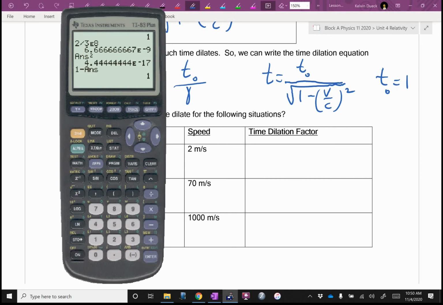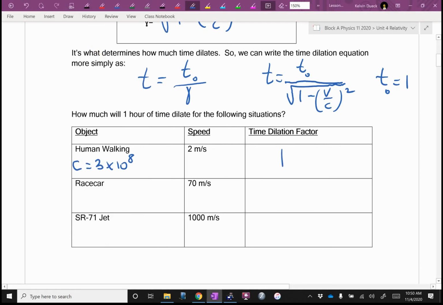Point being, when I said time was moving slower for Aiden as he was walking, that's true, but when I try to calculate it, I get a time dilation factor of basically 1. It's negligible. You're not going to lengthen your lifespan by walking more due to relativity. You'll lengthen your lifespan because you're exercising.